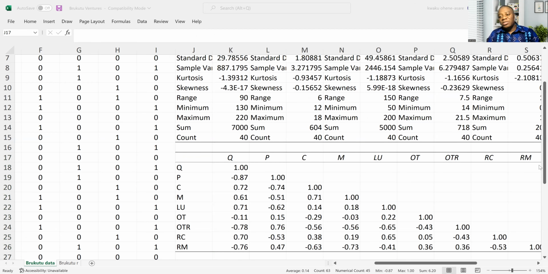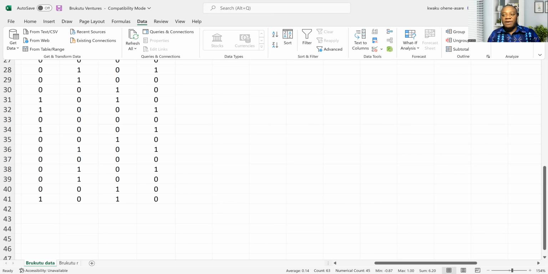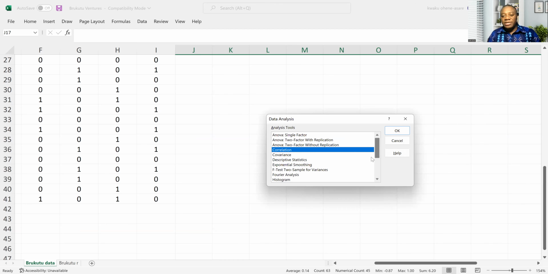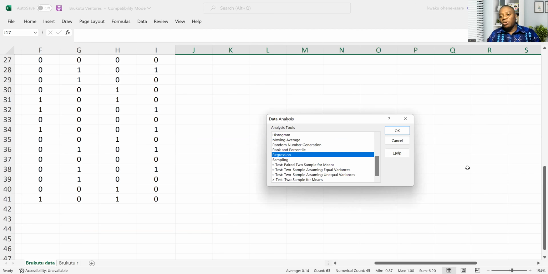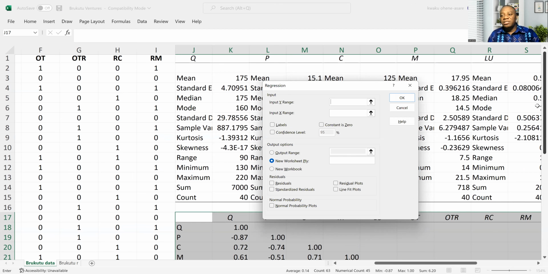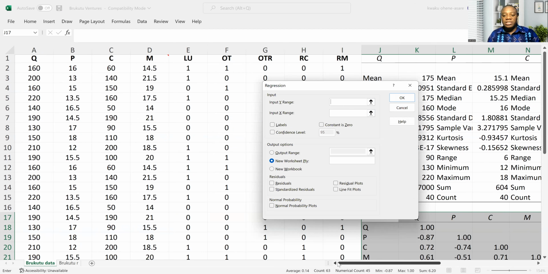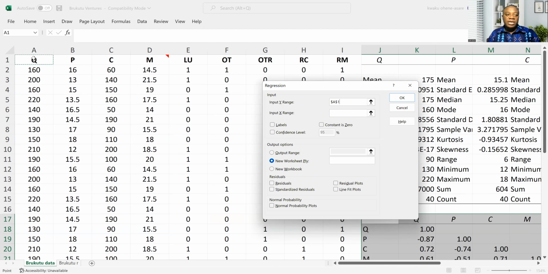Then we also generated the regression by going through the same process. Going through the same data tab on the far right, we clicked on regression. When you double click regression, the thing about regression is that it will require that you put in the dependent variable. So inside the input range, you select the dependent variable. But what is a dependent variable? It is kill. That's the dependent variable. So you select kill and drag it all the way to the bottom.